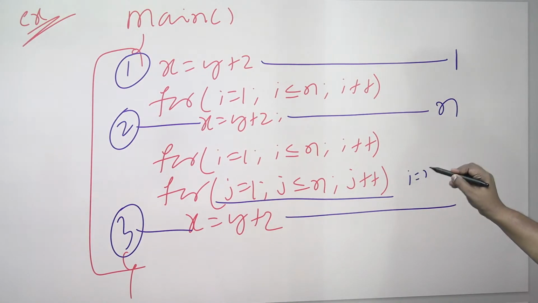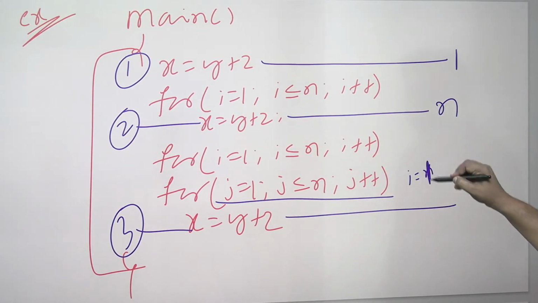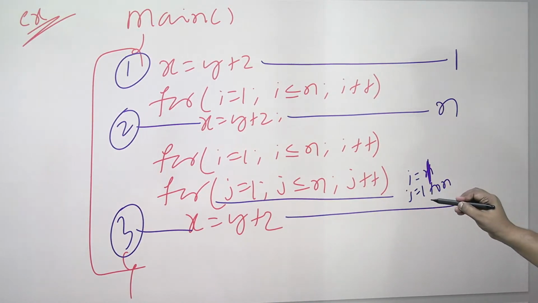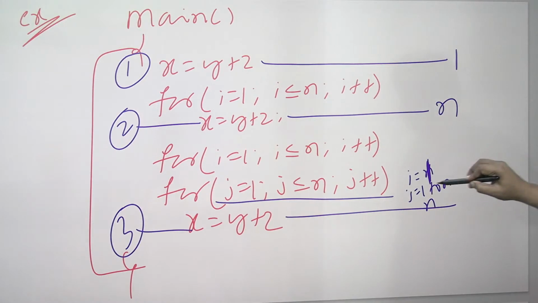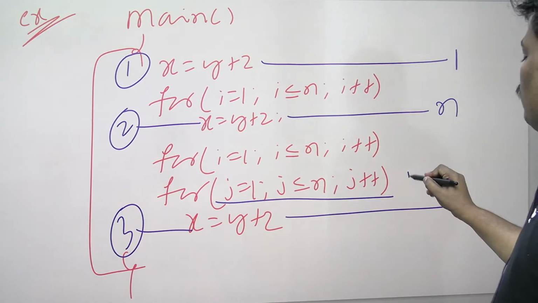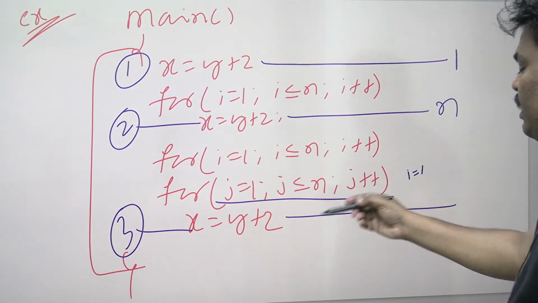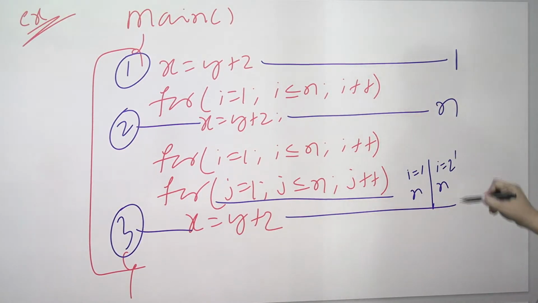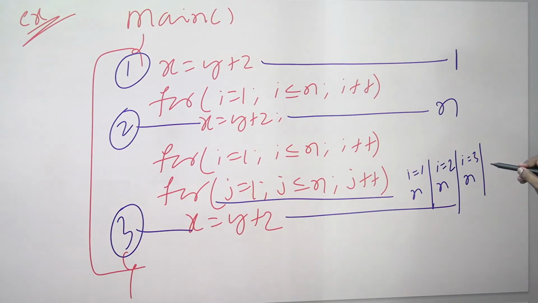Let me write clearly now. i = 1, the j loop is n times, every time the third statement. Next, i = 2, the j loop is n times, every time the third statement. i = 3, the j loop is n times, every time the third statement. It will continue like this up to i = n, the j loop is n times, every time the third statement.